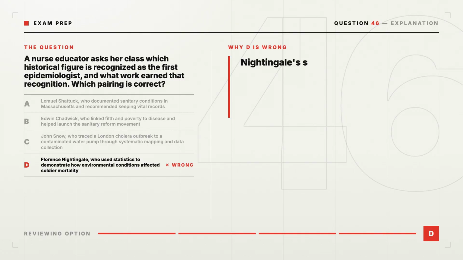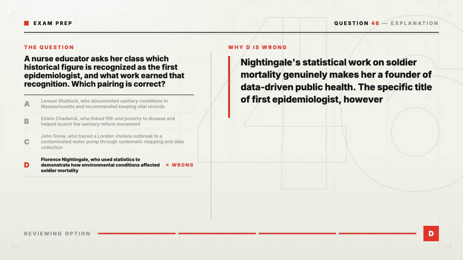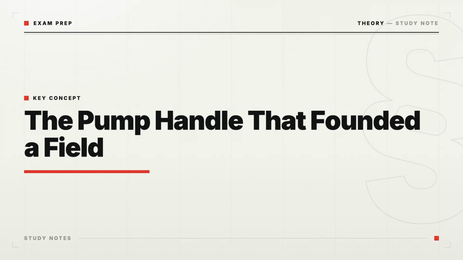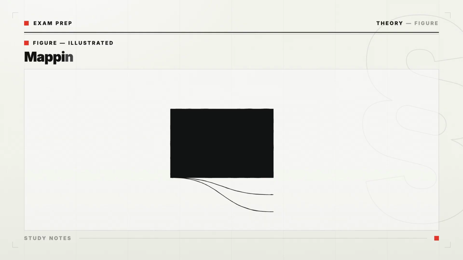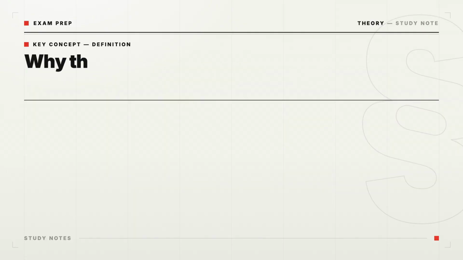D is wrong because Nightingale's statistical work on soldier mortality genuinely makes her a founder of data-driven public health. The specific title of first epidemiologist, however, is assigned to Snow for the cholera investigation. In 1854, a London physician named John Snow removed a pump handle, and in doing so gave birth to modern epidemiology. Snow plotted every death on a map, and the cases clustered tightly around the Broad Street pump. A nearby workhouse with its own well, and a brewery where workers drank beer instead of water, had almost no cases at all, pointing the blame squarely at the water.